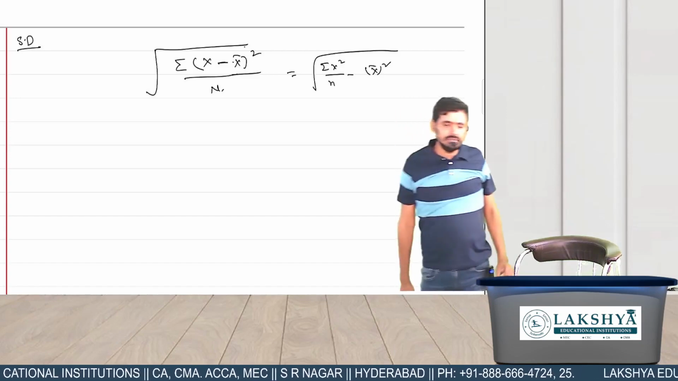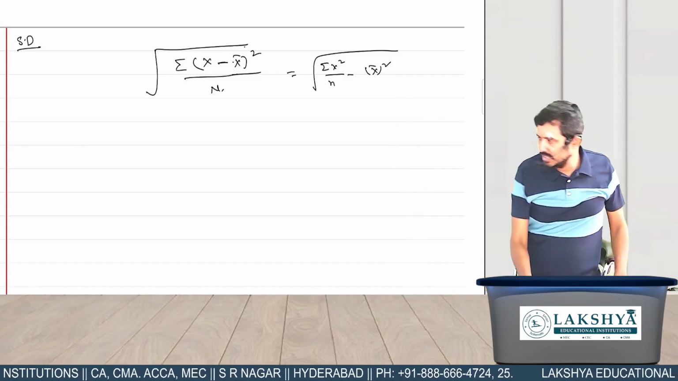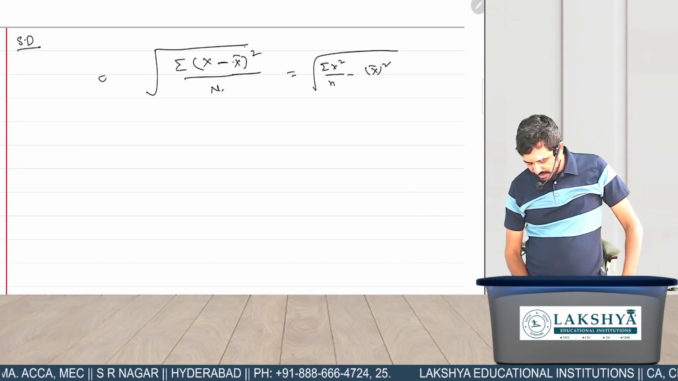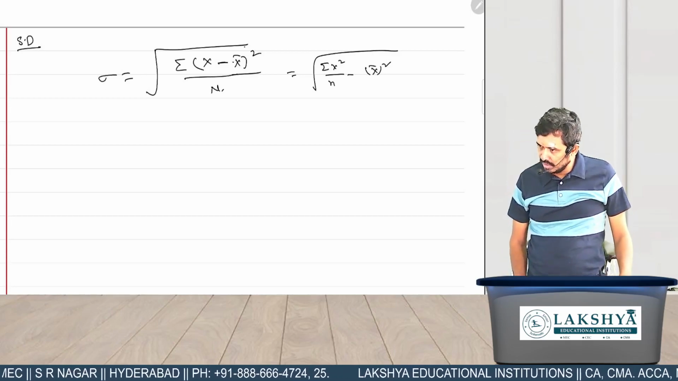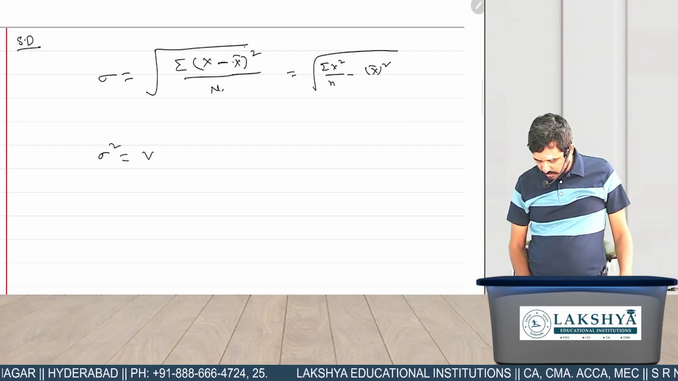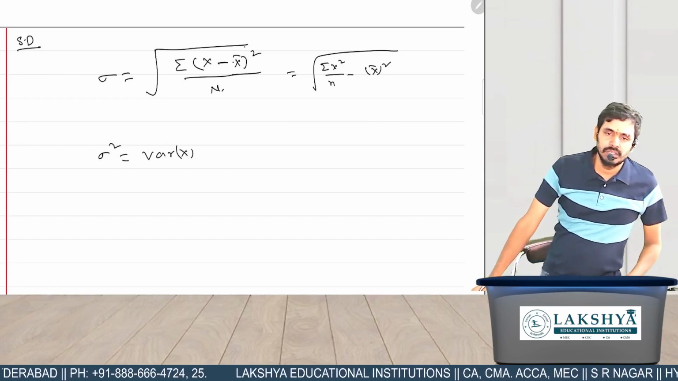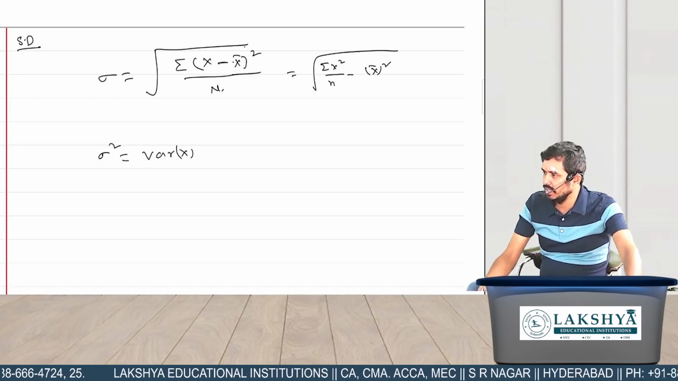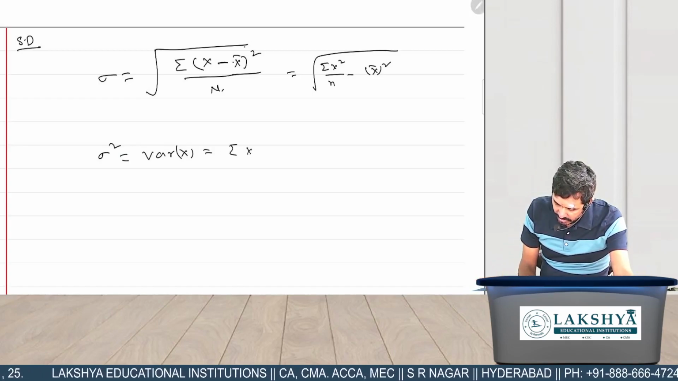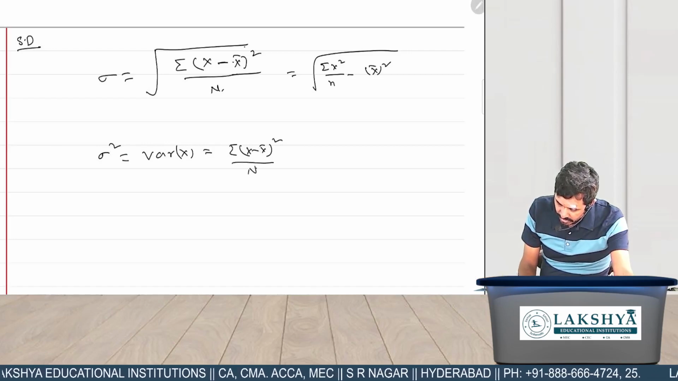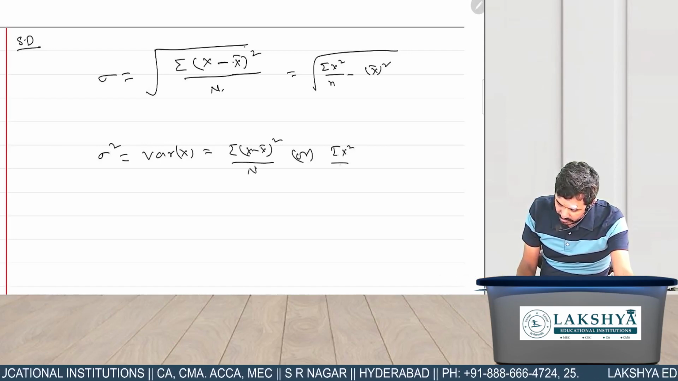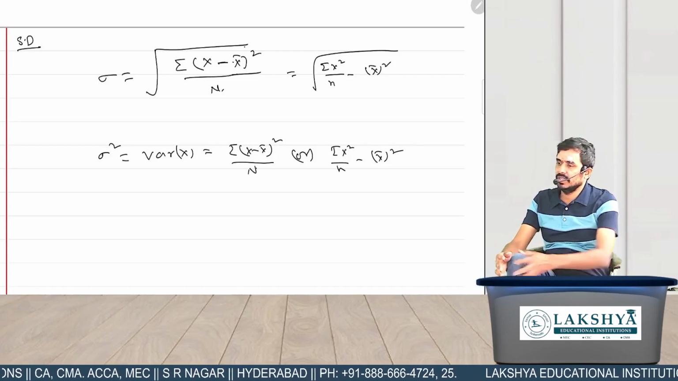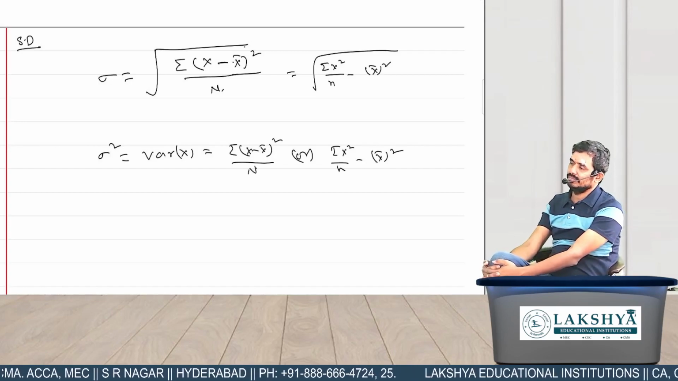Okay, the square of the standard deviation is called variance. Standard deviation is denoted by the Greek letter sigma. The square of standard deviation means sigma square or VAR of x. It is given by sigma of x minus x bar whole square by n, otherwise sigma x square by n minus x bar whole square. This is the formula for calculation of standard deviation for raw data.